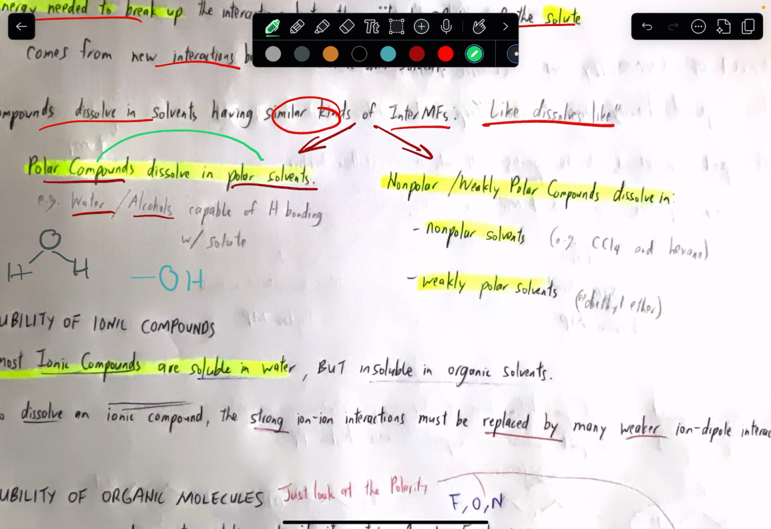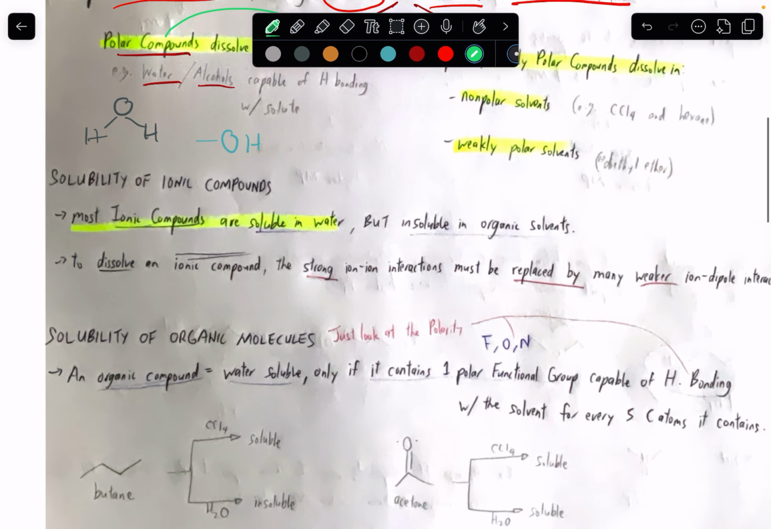Kung polar to polar, edi non-polar to non-polar. Meron pa, weakly polar. Halos pareho siya sa non-polar but there still is quite a kind of a distinction. So, weakly polar to weakly polar. Ganun lang naman. Examples of non-polar solvents, we have carbon tetrachloride and hexane. Sa weakly naman, diethyl ether. Yun yung example sa presentation.